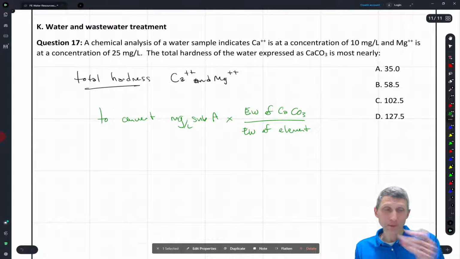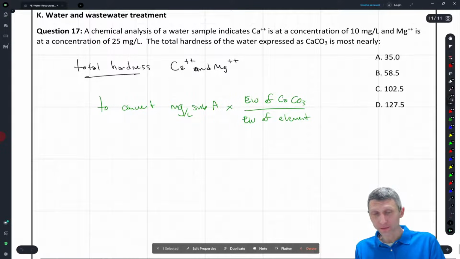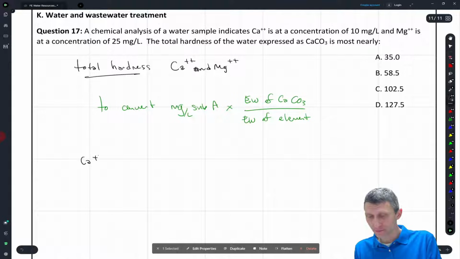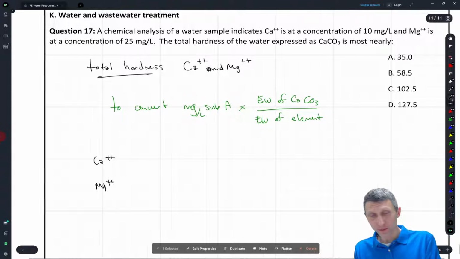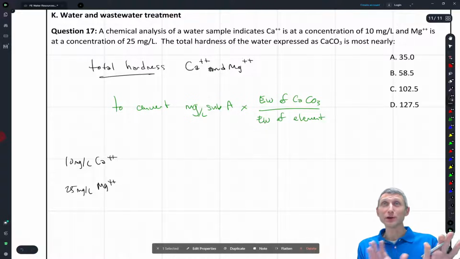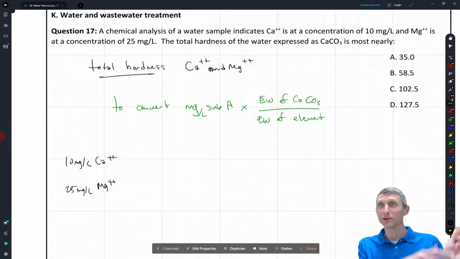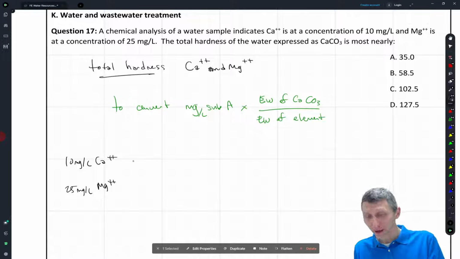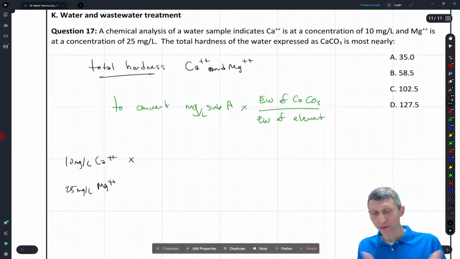Okay, so here we have two things. We have the calcium and we have the magnesium, and specifically we have 10 milligrams per liter and 25 milligrams per liter. Don't just add those and say 35. I'm done. I don't want to do that anymore. All we have to do here is multiply by a ratio.